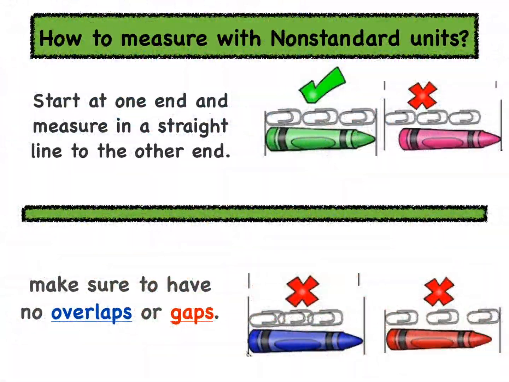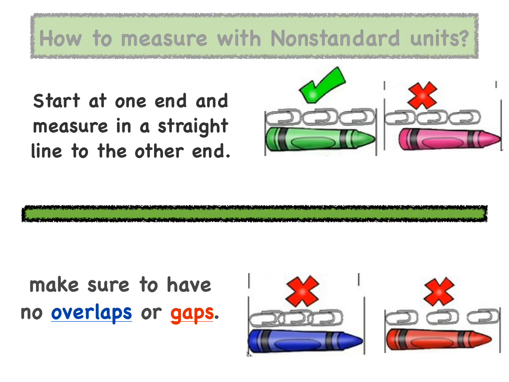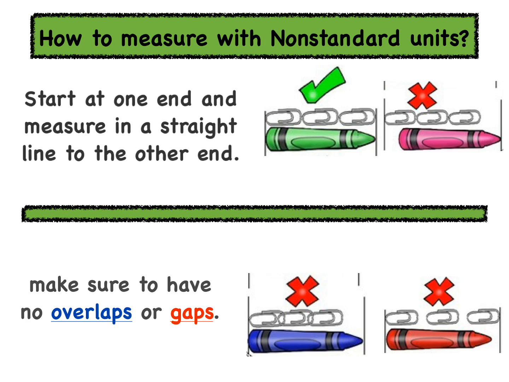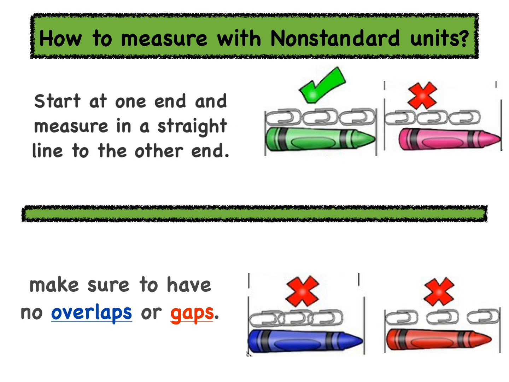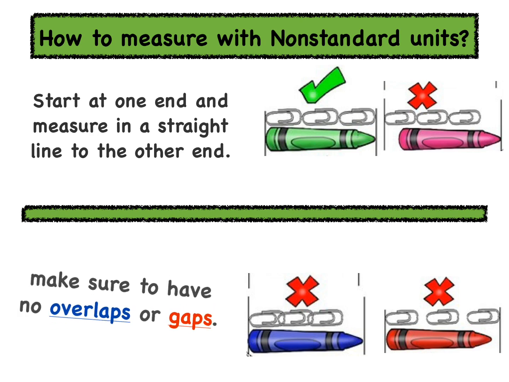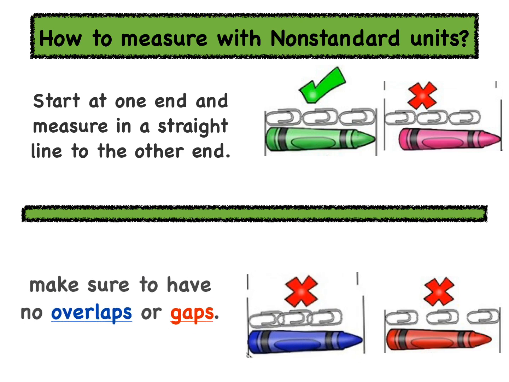And now, my lovely students, if I gave you this crayon and I asked you to measure the length with a non-standard unit, let's say I'm giving you a paper clip, you need to make sure to start at one end and measure in a straight line to the other end. And you need to make sure to have no overlaps or any gaps between each unit and the other one.